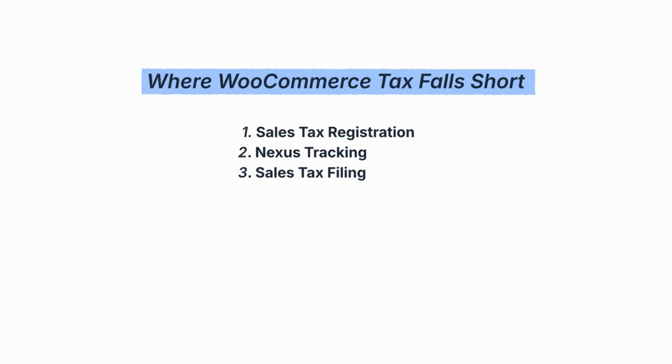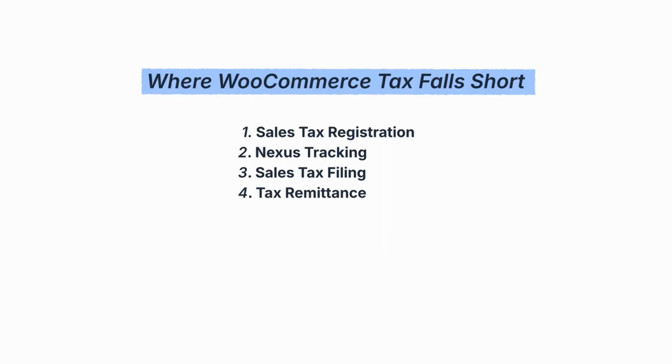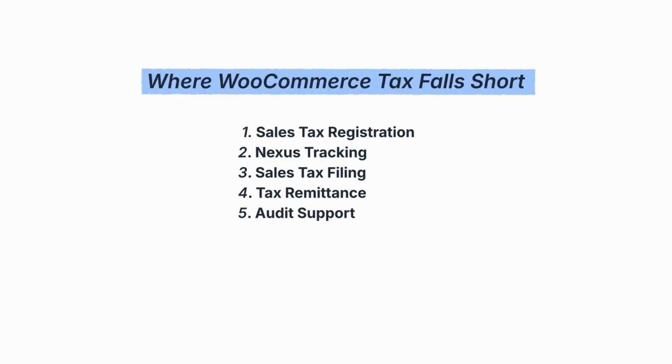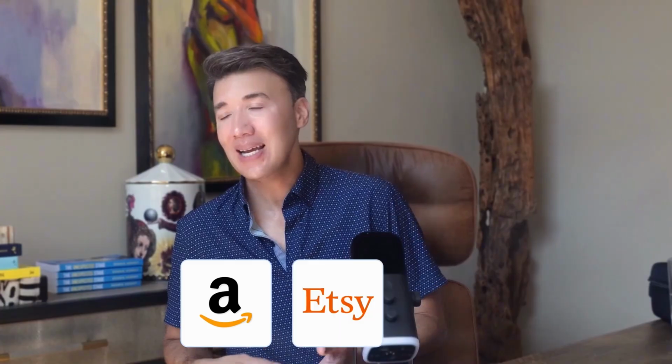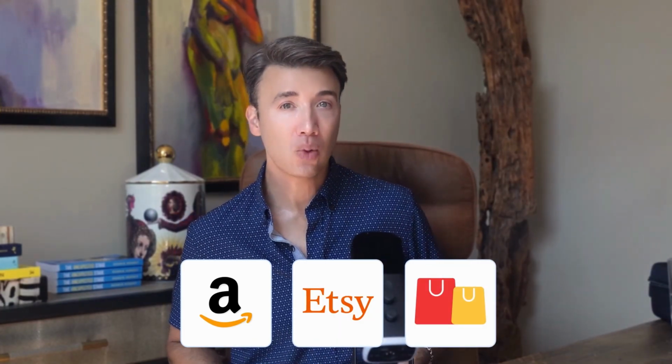Sales tax filing. WooCommerce doesn't file returns on your behalf. You export your data and file with each state manually. For remittance, the tax you collect doesn't get sent to states on your behalf. You're responsible for that. And then audit support. If a state comes knocking or sends you a notice, WooCommerce won't help you prepare the right documents or defend you. There's also the multi-channel issue. If you sell on Amazon, Etsy, or other marketplaces alongside WooCommerce, those sales count toward your economic nexus thresholds, but they will not appear in your WooCommerce reports. So you could be crossing thresholds across multiple states without knowing it.